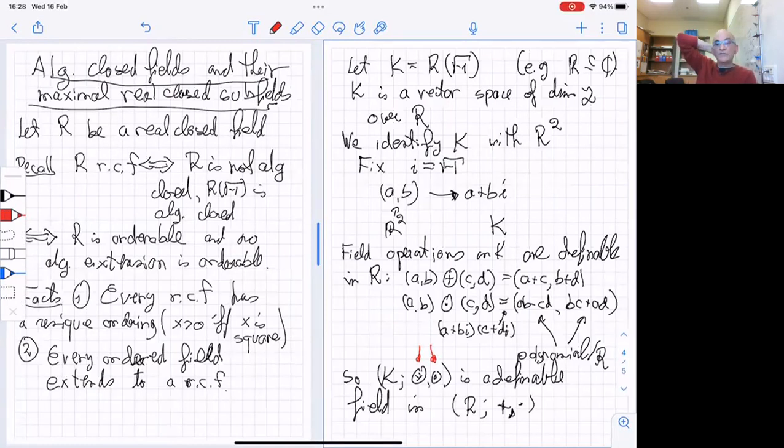What does it mean that it's a definable field, like a definable group, like a definable ring? The universe is definable. The universe is R2. And the operations are definable in R because the real and imaginary coordinate functions are polynomials in the real and imaginary parts of the input. Okay, all right.